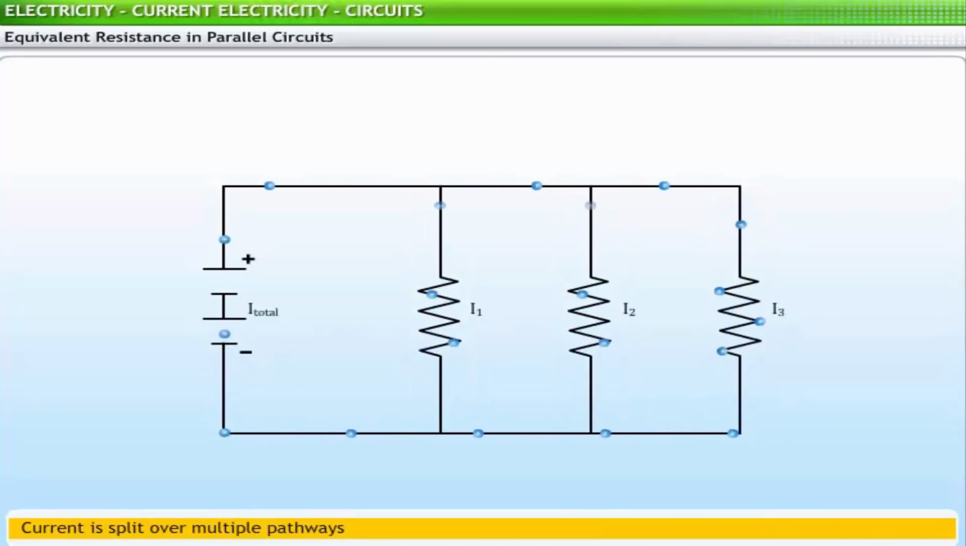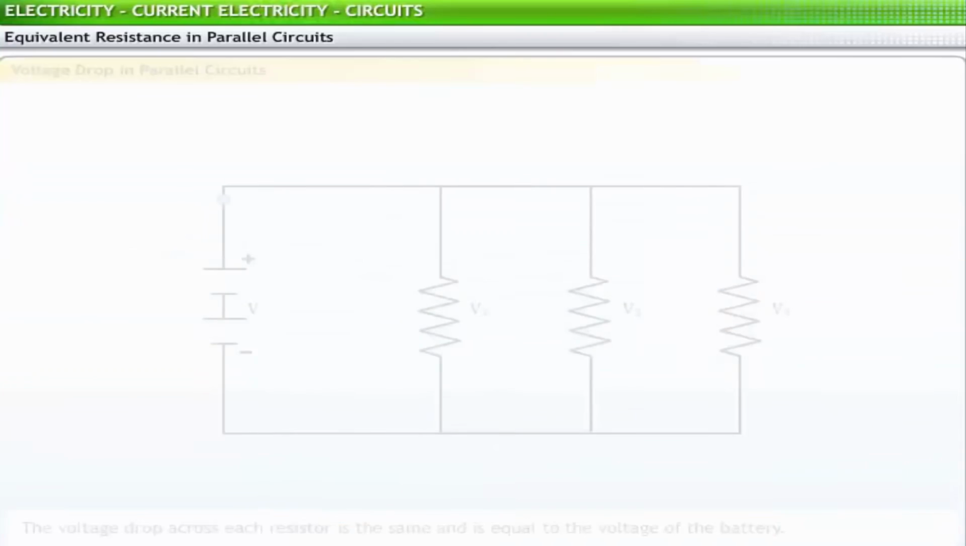This principle can be represented as I total is equal to I1 plus I2 plus I3, where I total is the total amount of current outside the branches and in the battery, and I1, I2 and I3 represent the current in the individual branches in the circuit.